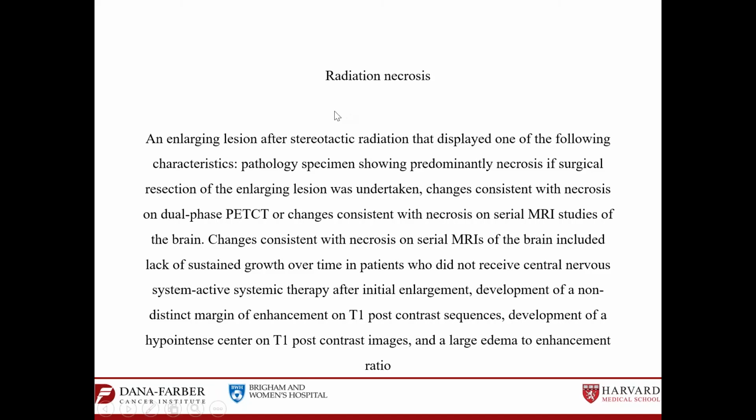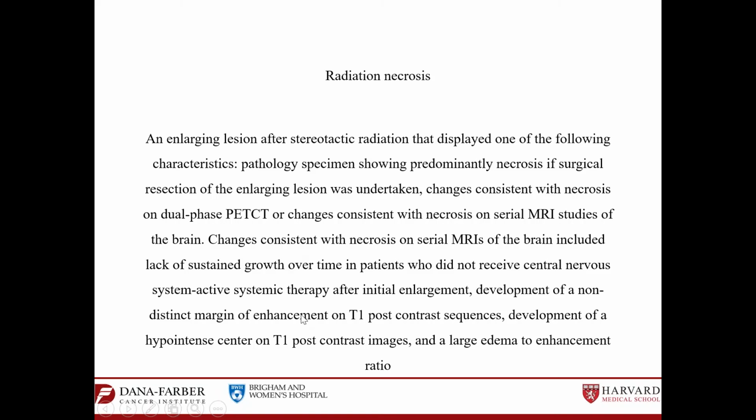The definition of radiation necrosis is an enlarging lesion after stereotactic radiation that displays one of the following characteristics. You can prove it pathologically if you send your patient for surgical resection, or it's consistent with necrosis on the dual phase PET. I shared with you a paper about dual phase PET, so it's easy. Just try to read the conclusion so you will know how to differentiate between the two. It also shows itself on serial MRI studies of the brain as radiation necrosis. It has the appearance of pepper and salt. It's not well enhanced, it's not uniform. It's scattered and irregular in shape.